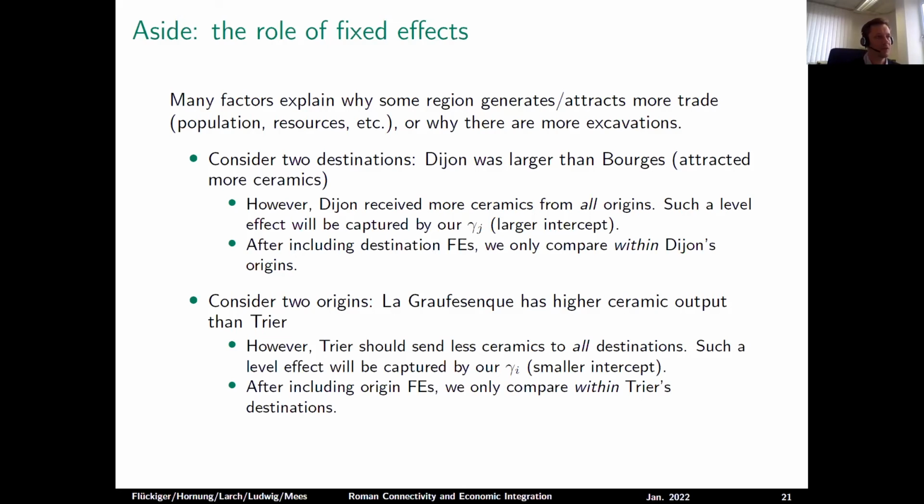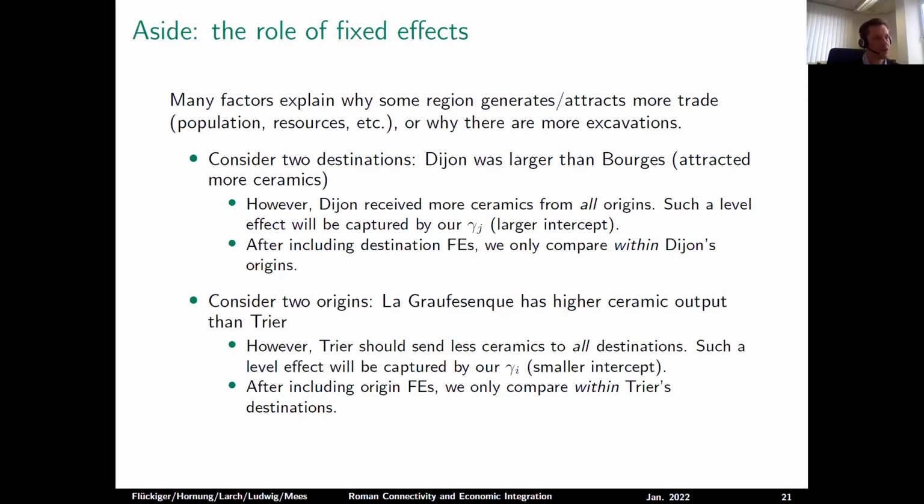So basically, we subtract the mean number of potsherds that are sent from any production center. This is basically an intercept that we add that is different for any combination of these grid cells in a pair. And so after including this destination fixed effect, we only compare within trade partners of Dijon and see if closer trade partners in the effective distance measure send more pots to Dijon. And at the same time, we do the same thing with origins.